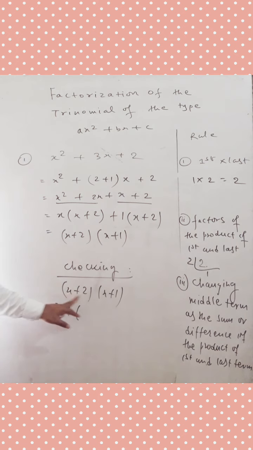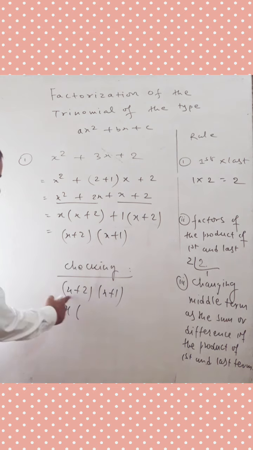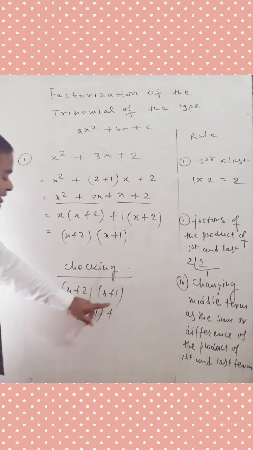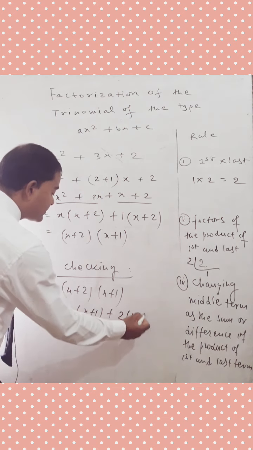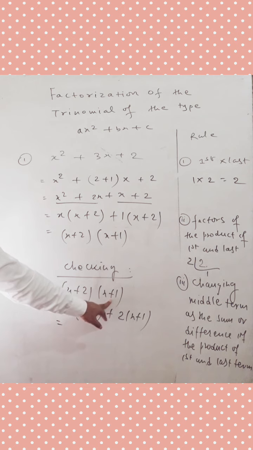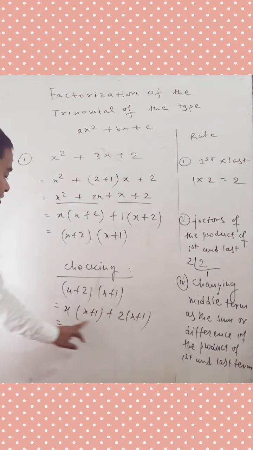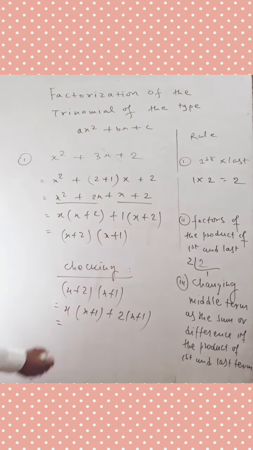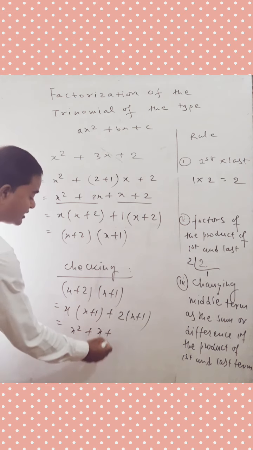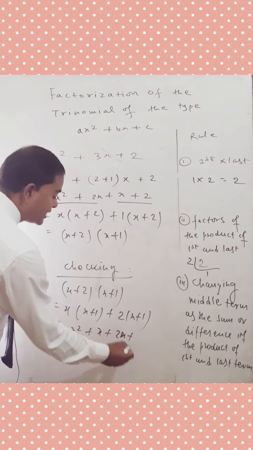So x will multiply the second factor x plus 1, and again 2 will also multiply the second factor x plus 1. Because when we take x plus 1 common, then we'll have x plus 1 into x plus 2. That means again we'll get the same. Now x into x is x squared, x into 1 is x, 2 into x is 2x, and 2 into 1 is 2.